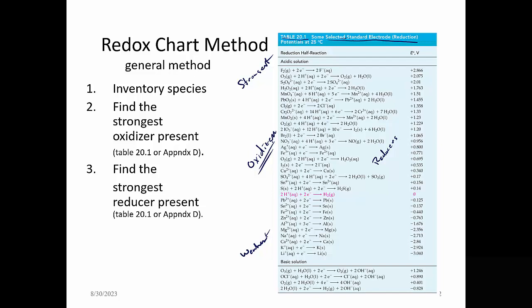Oxidizers don't want to lose electrons. The opposite. Oxidizers want to take electrons. Oxidizers take electrons. They take electrons from what? Well, if oxidizers take electrons, then who loses electrons? Reducers. Reducers lose electrons.